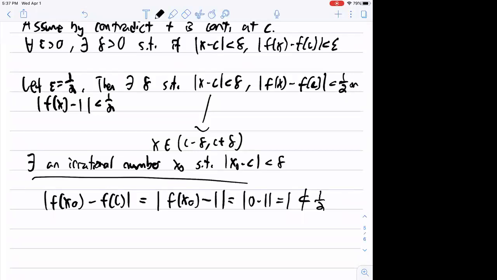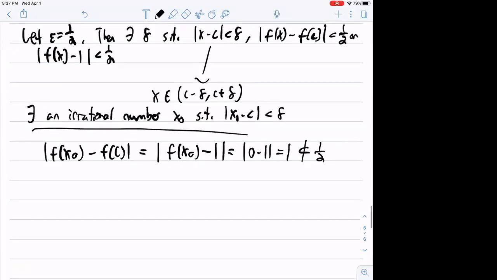Note that it's certainly true that there exists x naught rational in this interval. But that's not going to help you, because if you choose a rational one, you're going to get 1 minus 1, and 1 minus 1 is 0, which is certainly less than a half. So it fails because there are infinitely many irrationals in this case. And similarly, I'll let you do it similarly.